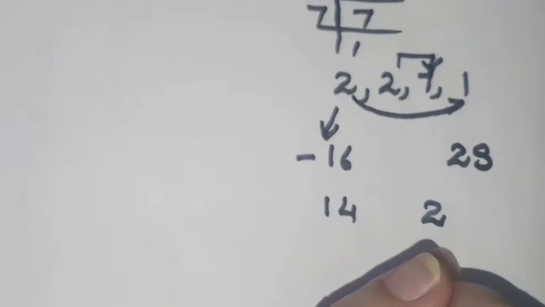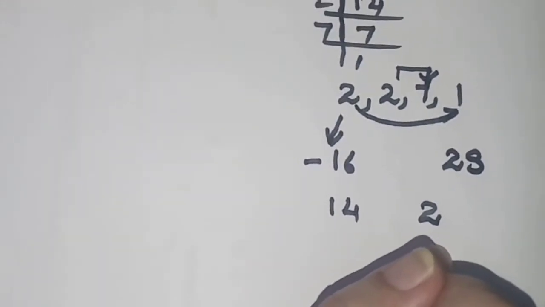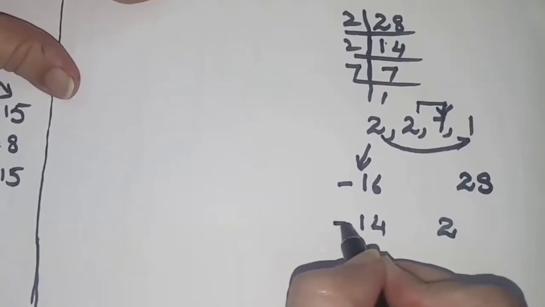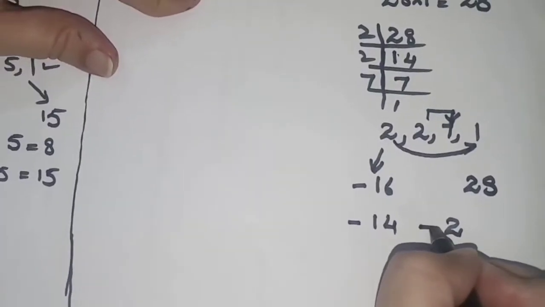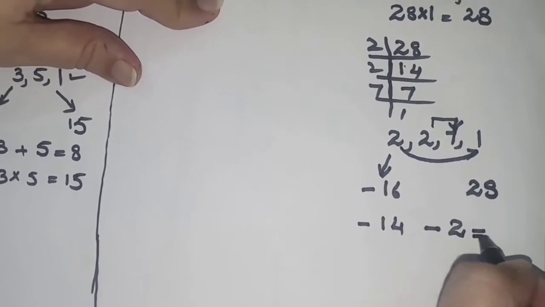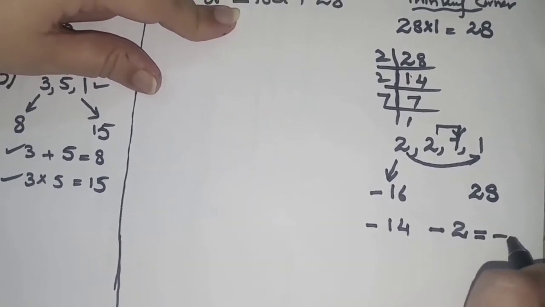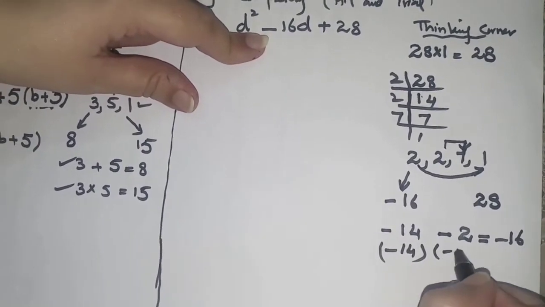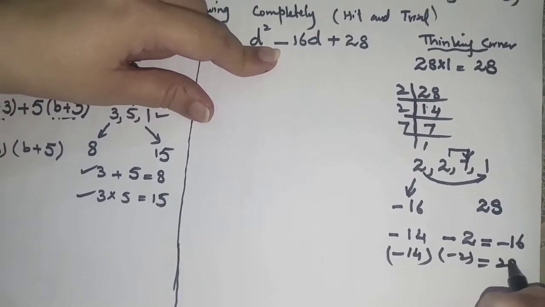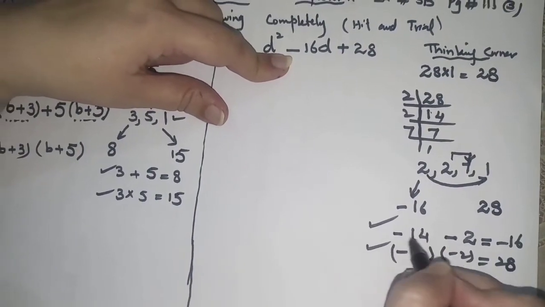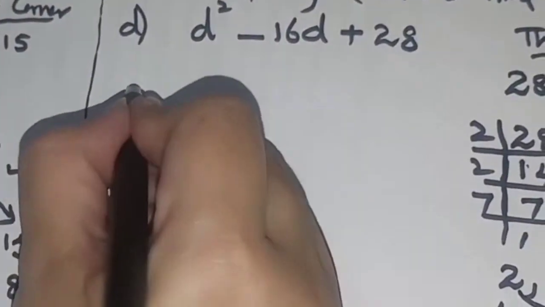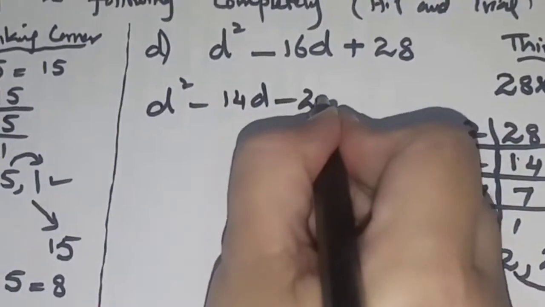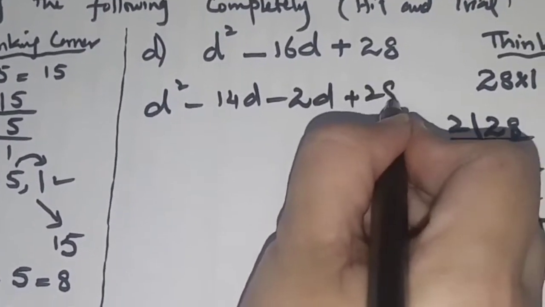But here the problem is I need minus 16 and positive 28. For that, I have to take minus 14 and minus 2. Yes, when I'm adding minus 14 with minus 2, I will get minus 16. And when I'm multiplying minus 14 by minus 2, my product will be 28. And this is the suitable choice. Now what I have to do quickly, d square minus 14d minus 2d plus 28.